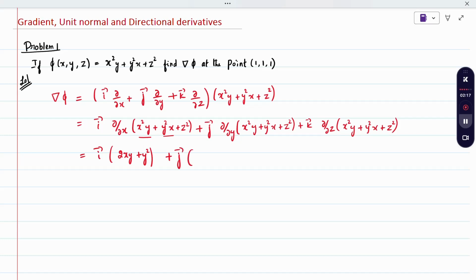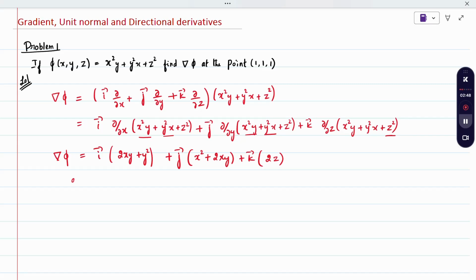Same way differentiate with respect to y. I have y in 2 terms. So x squared is like a constant, y when I differentiate 1. In this, x is a constant. So when I differentiate y squared it is 2xy, plus k vector with respect to z, only one term, so 2z. So del phi is completed. But the question asked del phi at a point.